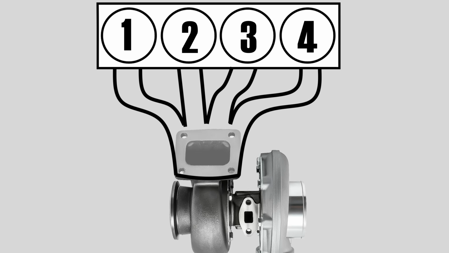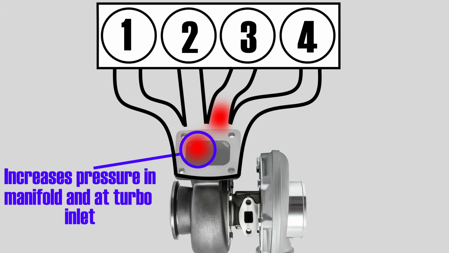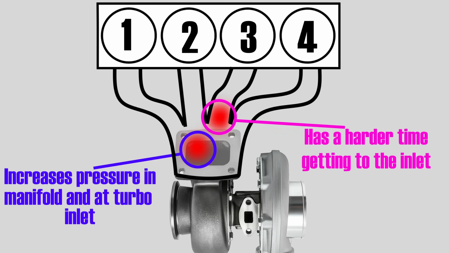So if we have a firing order of 1, 3, 4, 2, we can end up in a situation where the exhaust pulse from cylinder 3 is being released from the engine while the exhaust pulse from cylinder 1 is entering the turbine inlet. This means that the exhaust pulse from cylinder 1 has increased the pressure in the exhaust manifold and is interfering with the pulse from cylinder 3, making it harder for this pulse to reach the turbine inlet. This interference between cylinder pulses reduces their effectiveness in driving the turbine wheel, which can negatively impact spool up and overall performance.